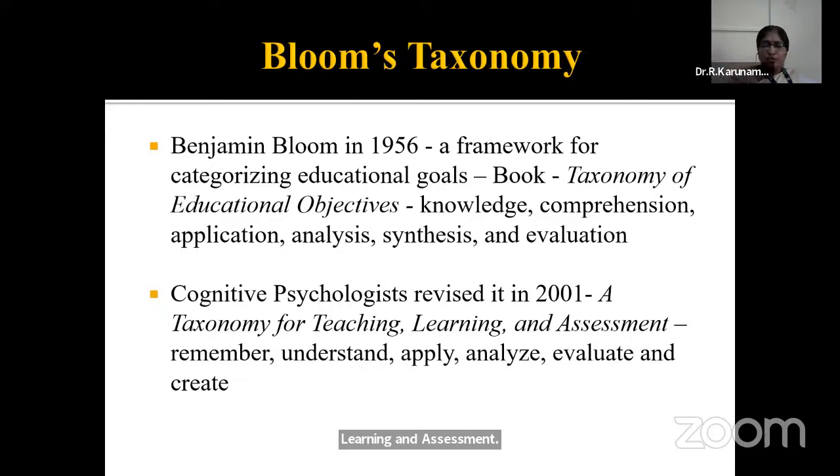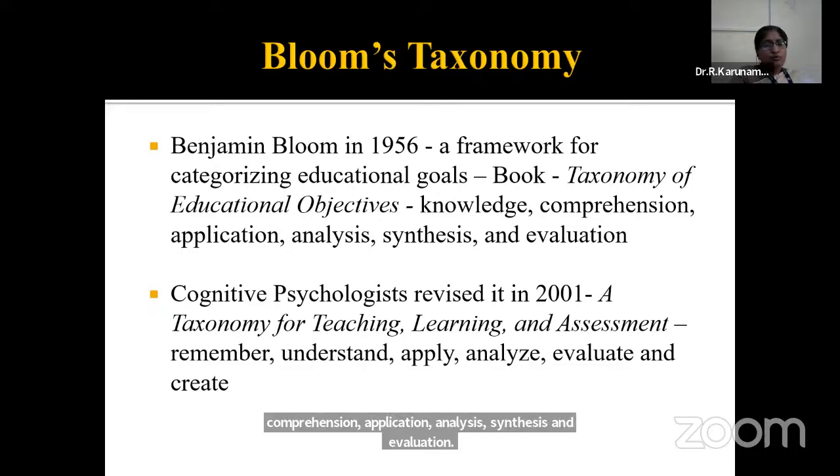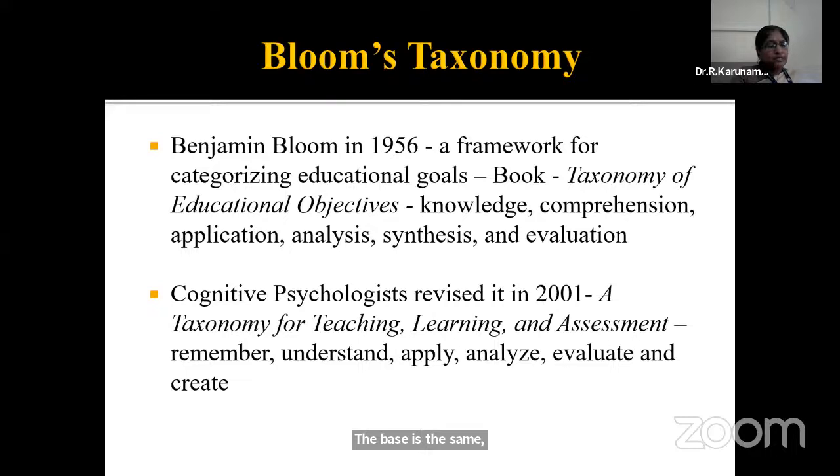There are a few changes. The base is the same, what Benjamin Bloom introduced as the framework by categorizing it as knowledge, comprehension, application, analysis, synthesis, and evaluation. The base is the same, but two major changes were done. We'll discuss that. In Bloom's word, what knowledge is.